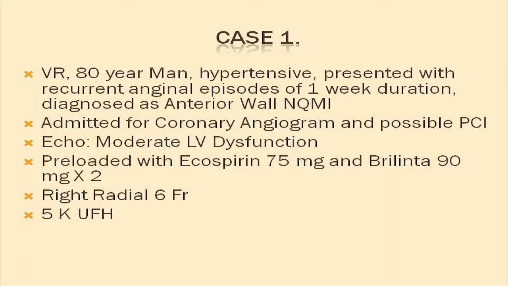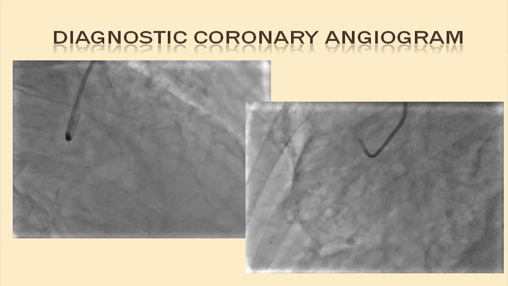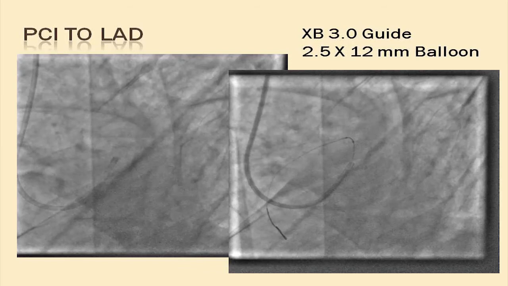He was preloaded with Ecosprin 75 and Brilinta 90 mg. The radial route was opted, 6 French, and 5,000 units of unfractionated heparin was given. And here is the angio. I can just narrate what happened.